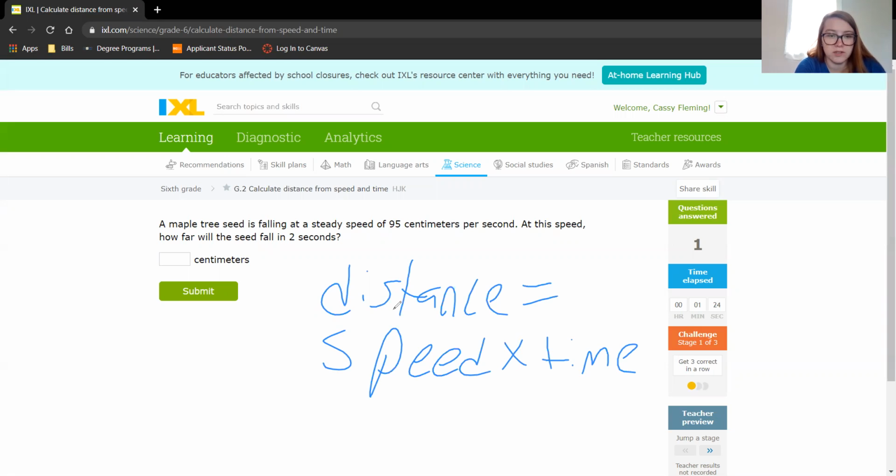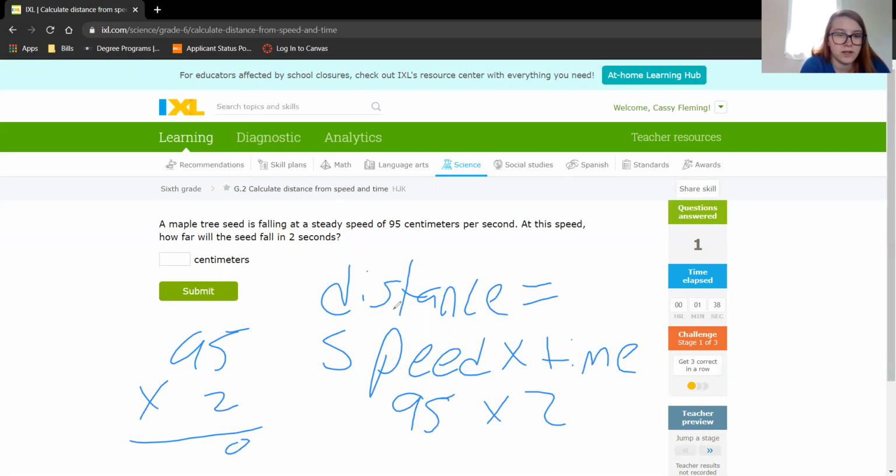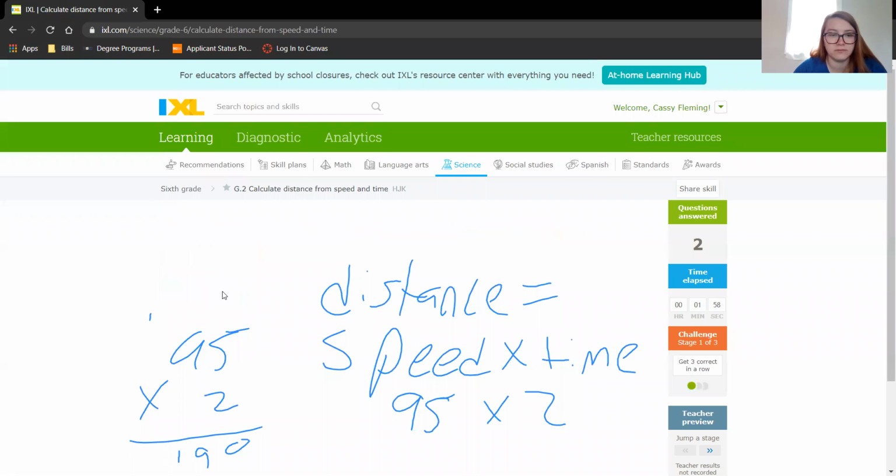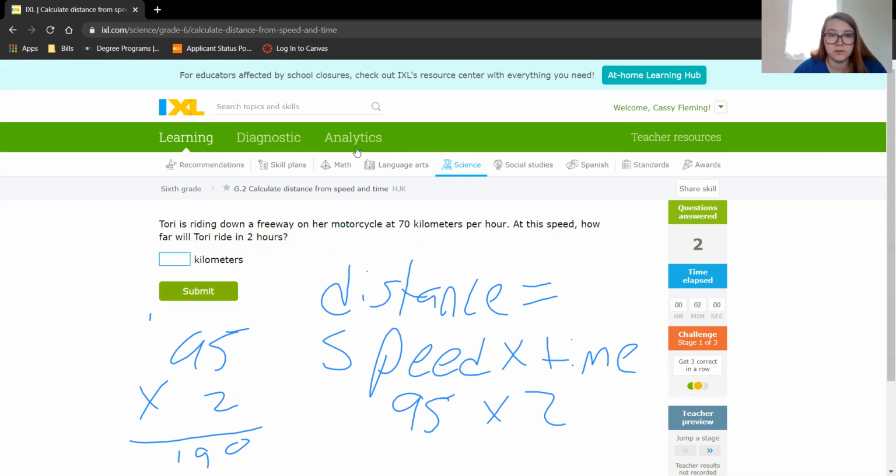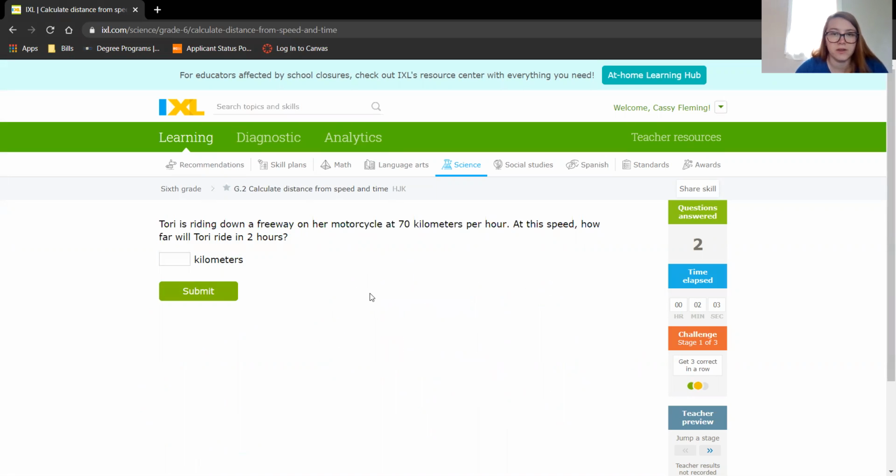So we are looking for distance. We know our speed is 95 and our time is 2. So we would multiply 95 times 2. 5 times 2 is 10. 2 times 9 is 18, plus 1 is 19. So it should be 190 centimeters. Let's see if that works. Okay, we'll do another one from this section.